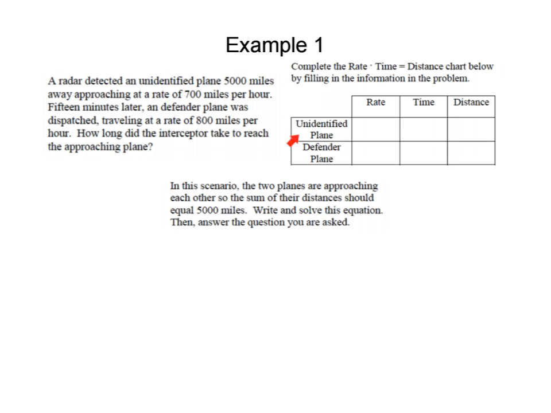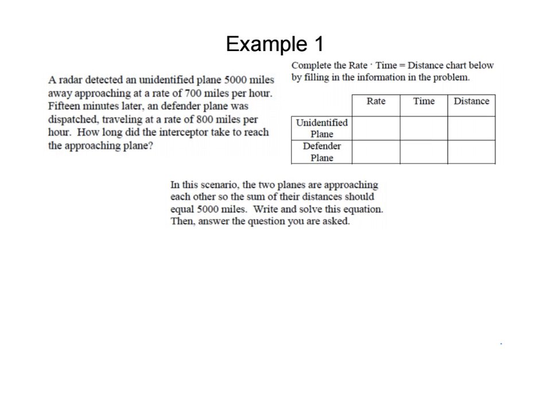Okay, so whenever I do these problems, I like to fill out this chart. It just helps me organize my information. So my unidentified plane was going at 700 miles per hour. And the defender plane was going at 800 miles per hour. And we'd like to know how long it took the interceptor plane to reach the approaching plane. So I'm going to make that my variable for time, because then once I find that, I'll have the answer to my problem.